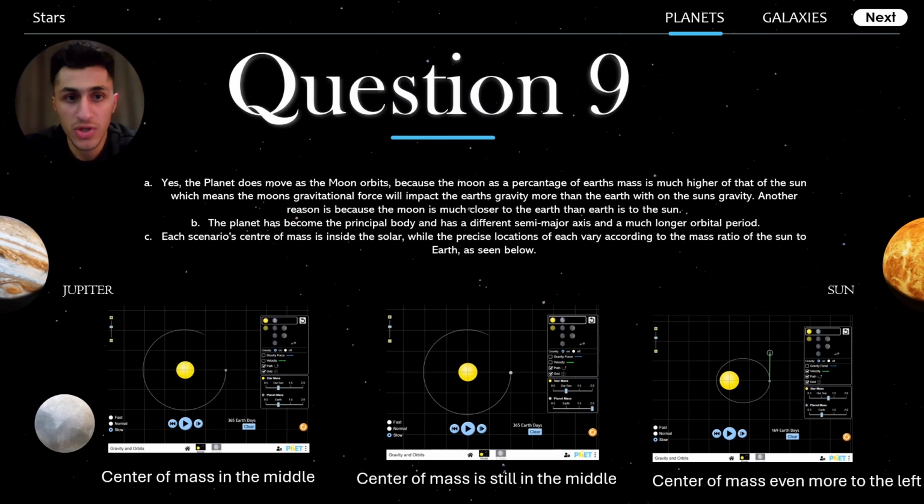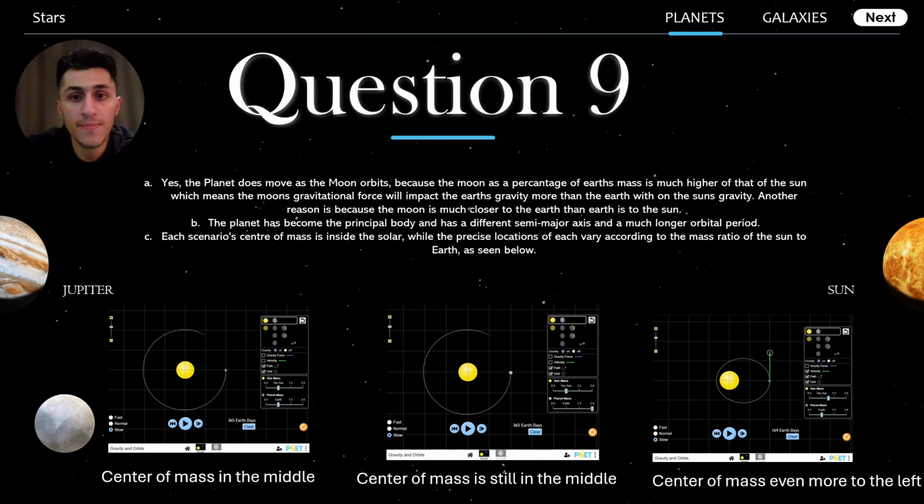Now let's go over question 9. The answer to question A is yes. The planet does move as the Moon orbits because the Moon as a percentage of the Earth's mass is much higher than that of the Earth as a percentage of the Sun's mass, which means the Moon's gravitational force will impact the Earth more than the Earth would on the Sun's gravity. Another reason is because the Moon is much closer to the Earth than the Earth is to the Sun.